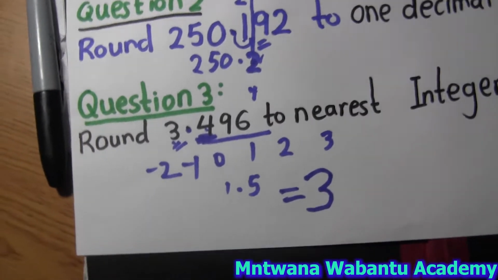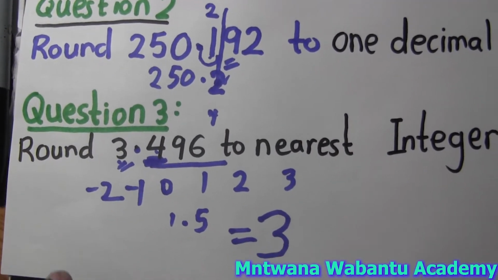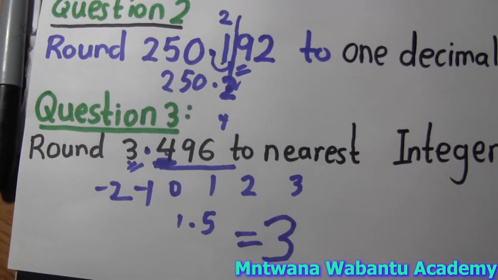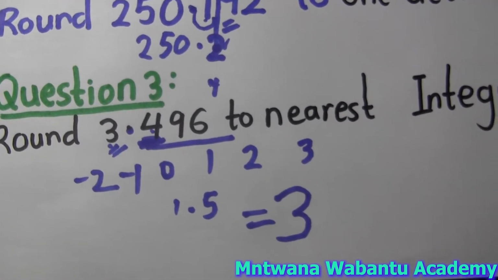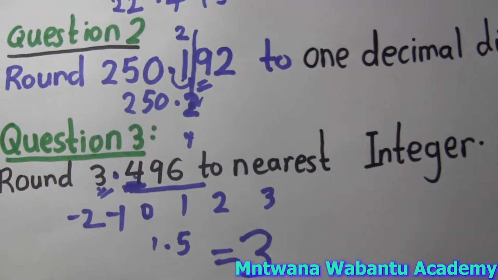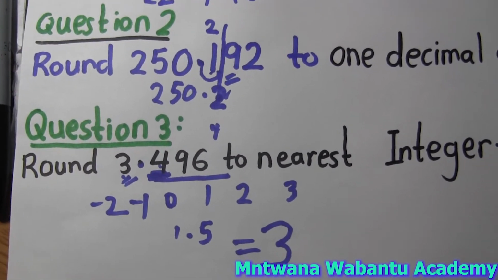Like I said, you don't take this decimal. So our nearest integer is 3. That's our answer. Our answer is going to be 3, which is option 1. Okay, so option 1 is the answer.